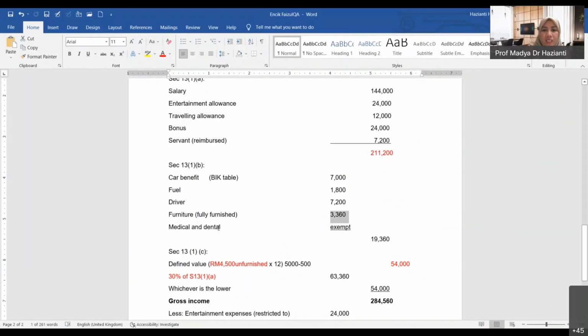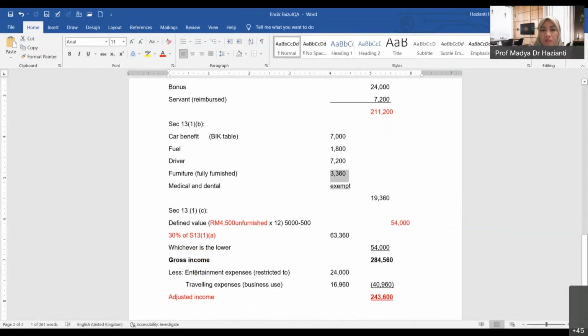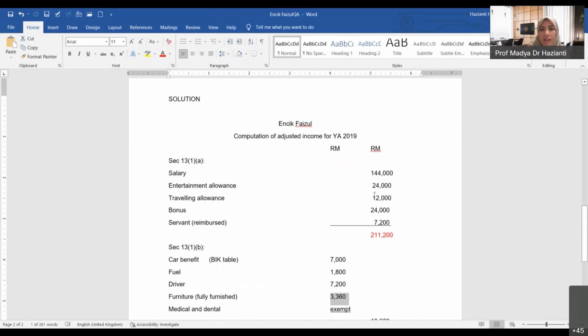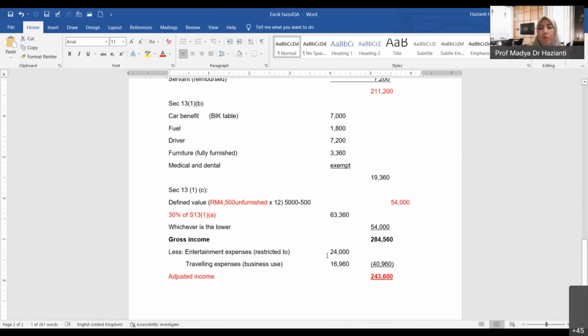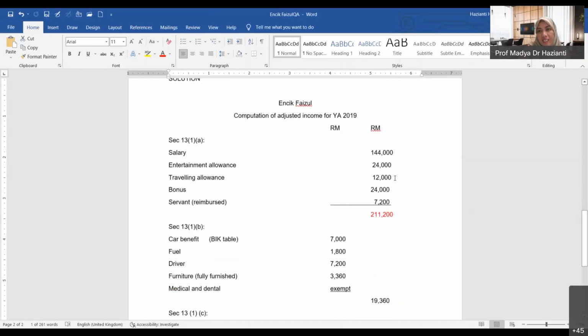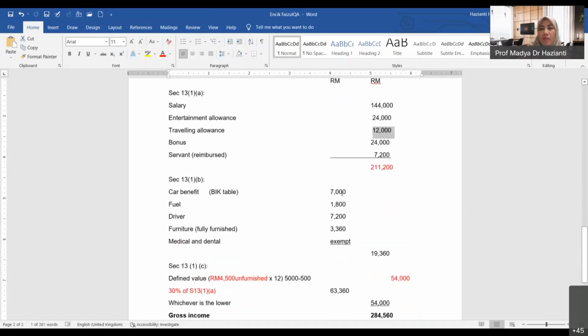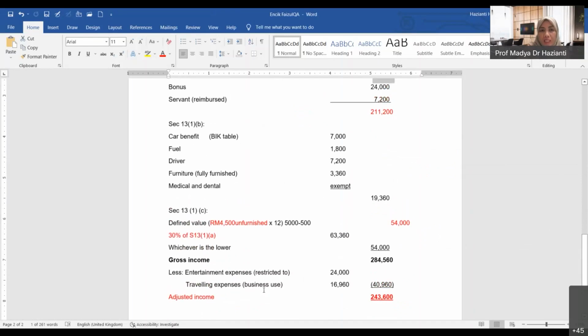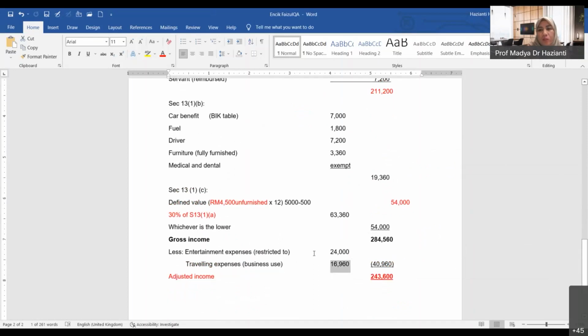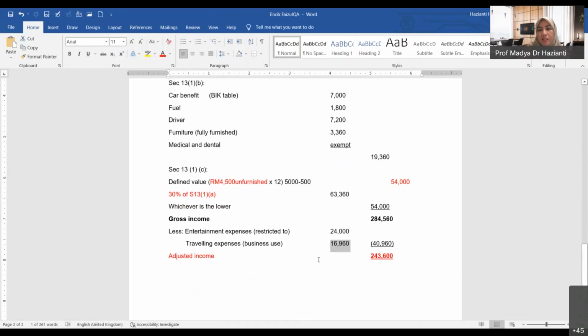Okay, alright. Any other question tak? But must remember for entertainment and travelling ni dia lain sikit. Saya ulang balik yang entertainment ni. Whatever you get, that is the maximum that you can deduct. Entertainment dapat 24, belanja lah sampai 50 pun, you can only deduct 24. But for travelling, dia lain sikit. Because travelling, walaupun you dapat 12, but if you spend more because of the client, macam ni kan, dia dapat 12 je, dia belanja sampai 16,000, dia boleh tolak semua. It is not restricted. So the adjusted income is 243,600.